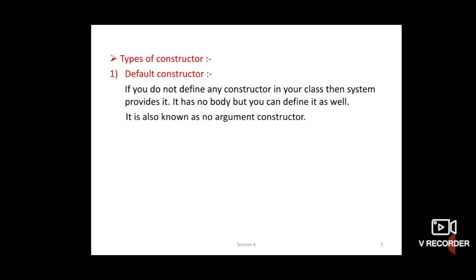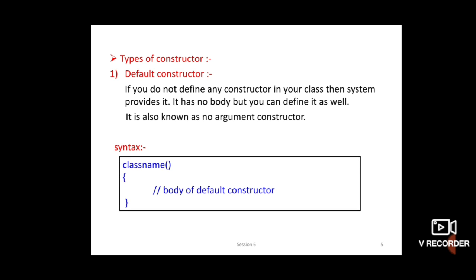Default constructor means you do not define any constructor, but at that time the system automatically provides it. In that default constructor there is no body. Okay, and it is also known as a no-argument constructor, means parameters are not passed in this constructor. What is the syntax? Same, class name.